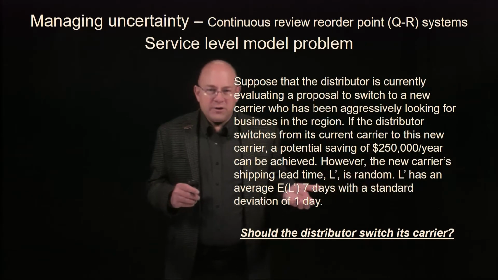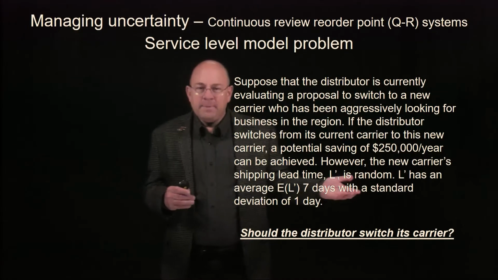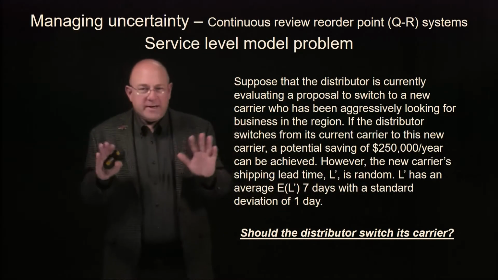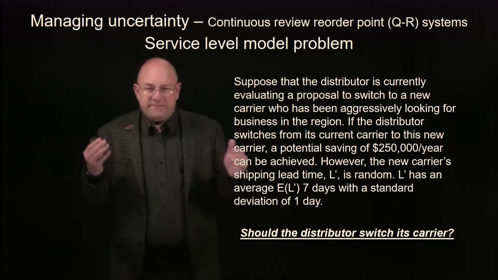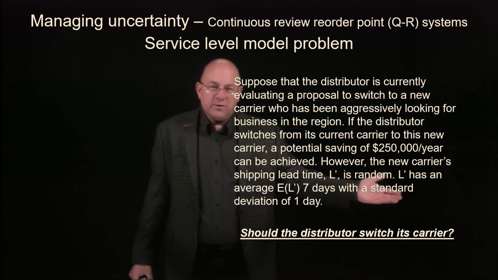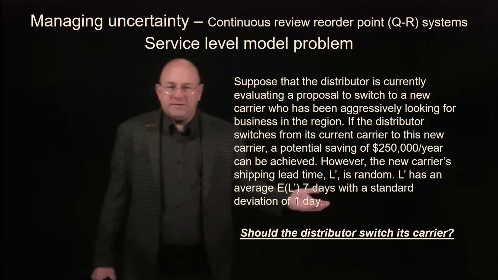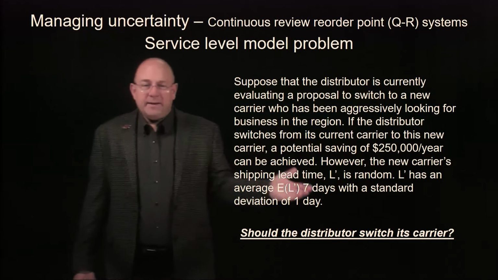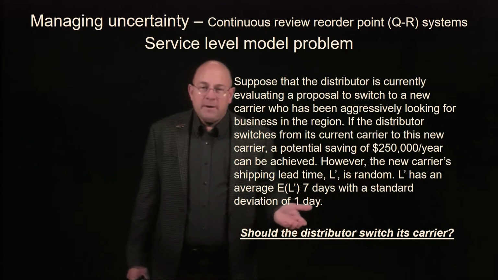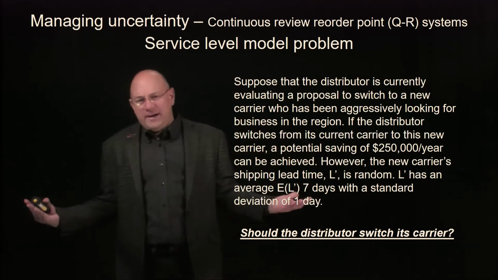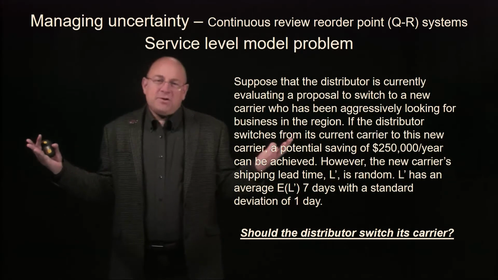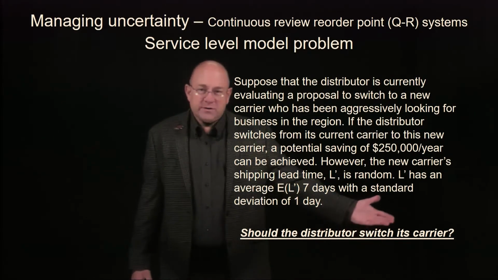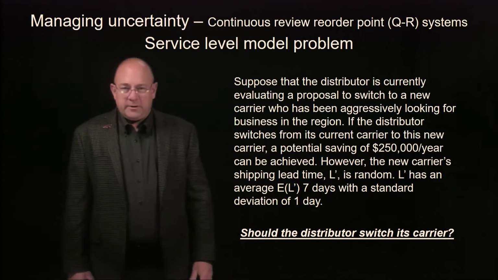The new carrier's shipping lead time, in other words, what we'll call L prime, which is the estimated lead time, is random. That sounds terrible in practical terms, but all that means mathematically is that it's not fixed and it follows a normal distribution. So it's random and it has an expected lead time of 7 days. But because it's not guaranteed, there is some variance, and that variance is measured by a standard deviation of 1 day. Well, how bad can 1 day be, right? It's 1 day. How much of an impact can it have? Let's find out. So, should we change to this new carrier, or should we keep our incumbent carrier?